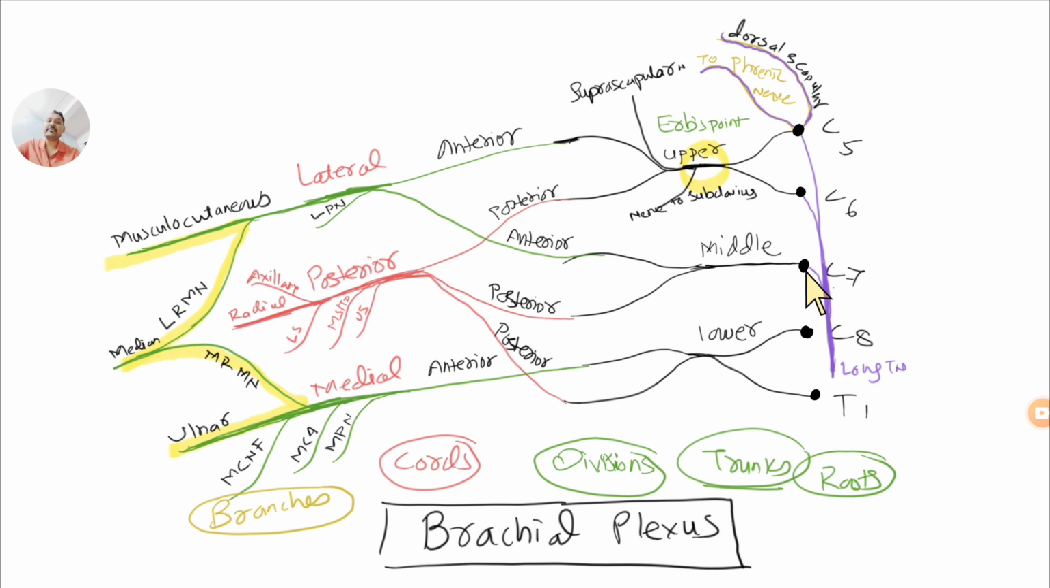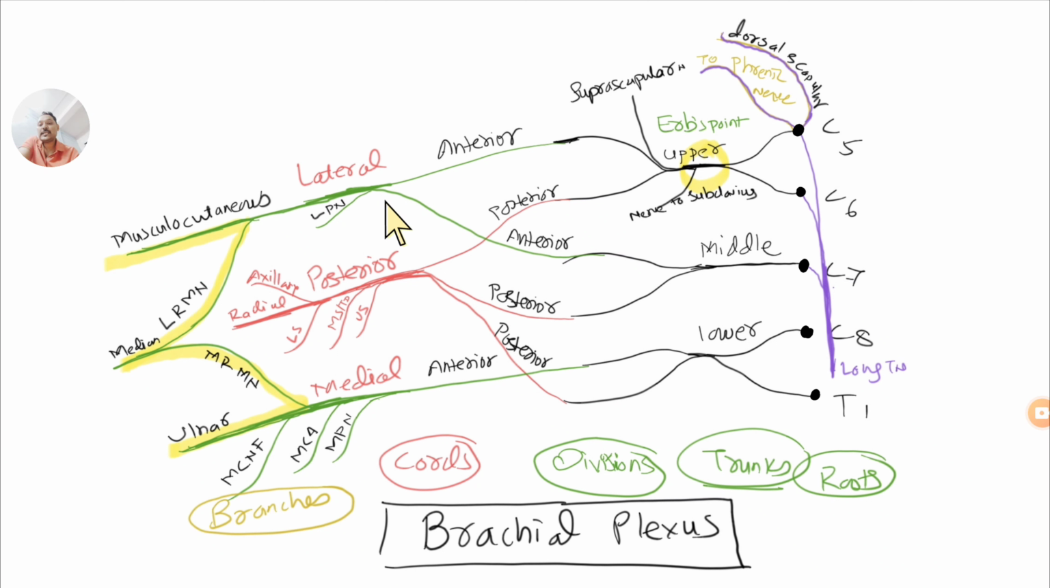C7 may contribute, because it also has an anterior part. So the lateral pectoral nerve will also have C7: C5, 6, 7, but largely this upper part contributes to the lateral cord.